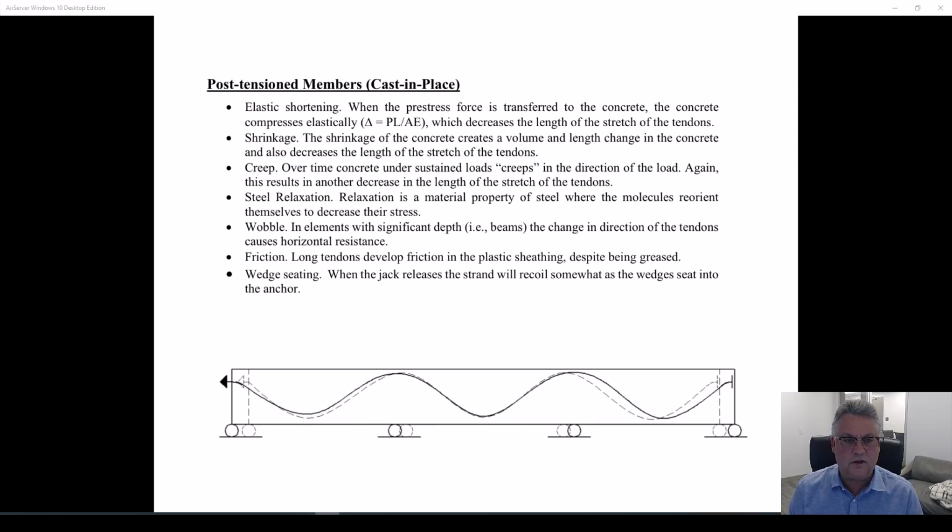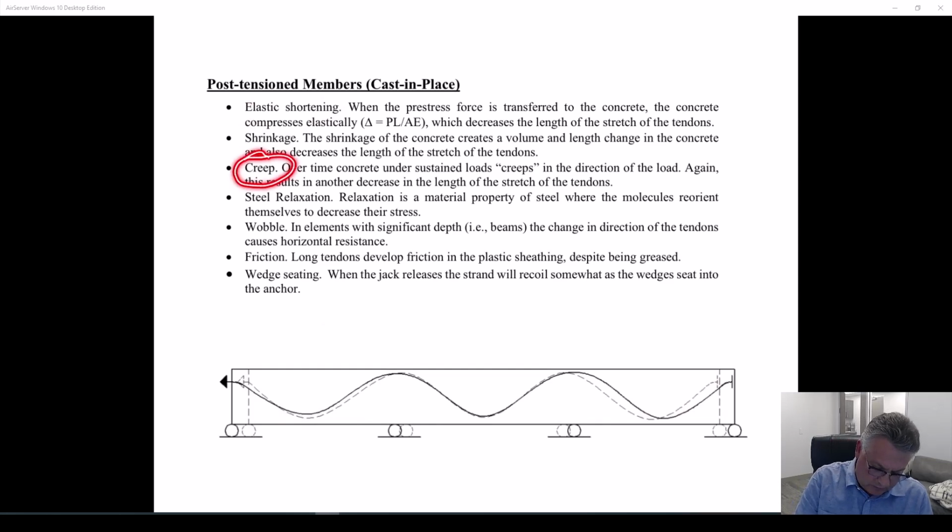That just the fact that it's in compression tries not to allow the cracks to develop, and what ends up happening is another movement in from the ends. So we're seeing that those two effects, elastic shortening and shrinkage, are changing the volume, changing the length of the beam somewhat, and that length change is changing the length, the stretched length of the tendon inside.